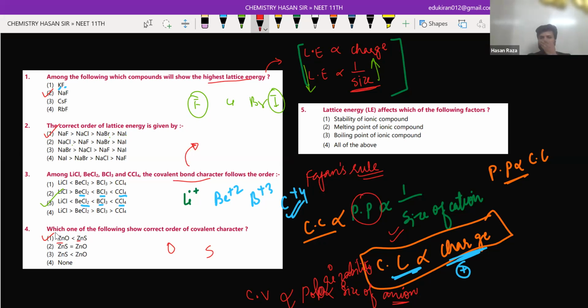Lattice energy affects which of the following factors? If more lattice energy, the stronger the bond is. Is it all of the above? Yes, exactly. So basically, boiling point, melting point, stability. If boiling point is very high, that means it is more stable. You need to give more energy to break the bond.